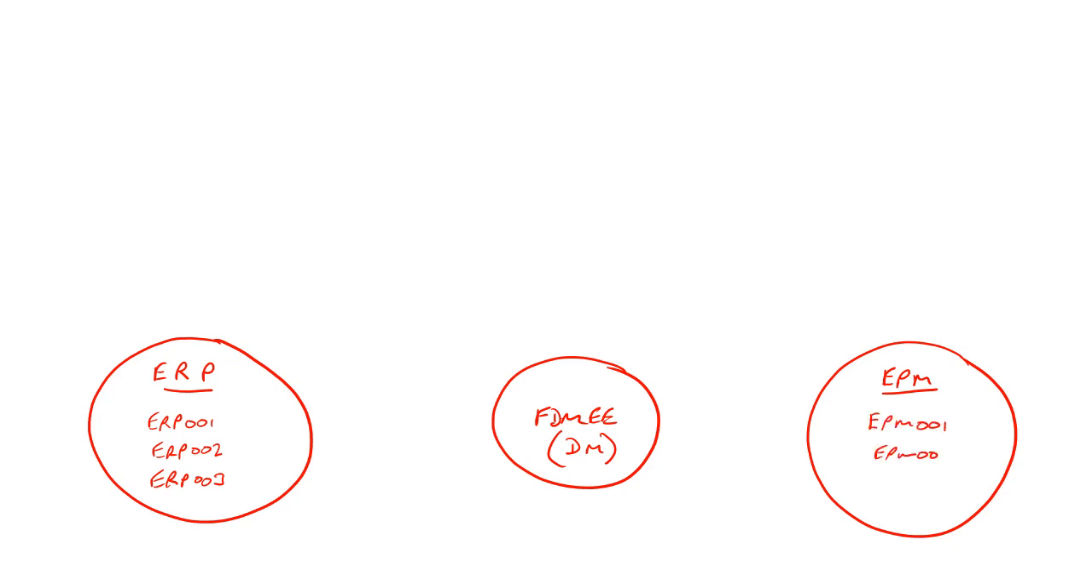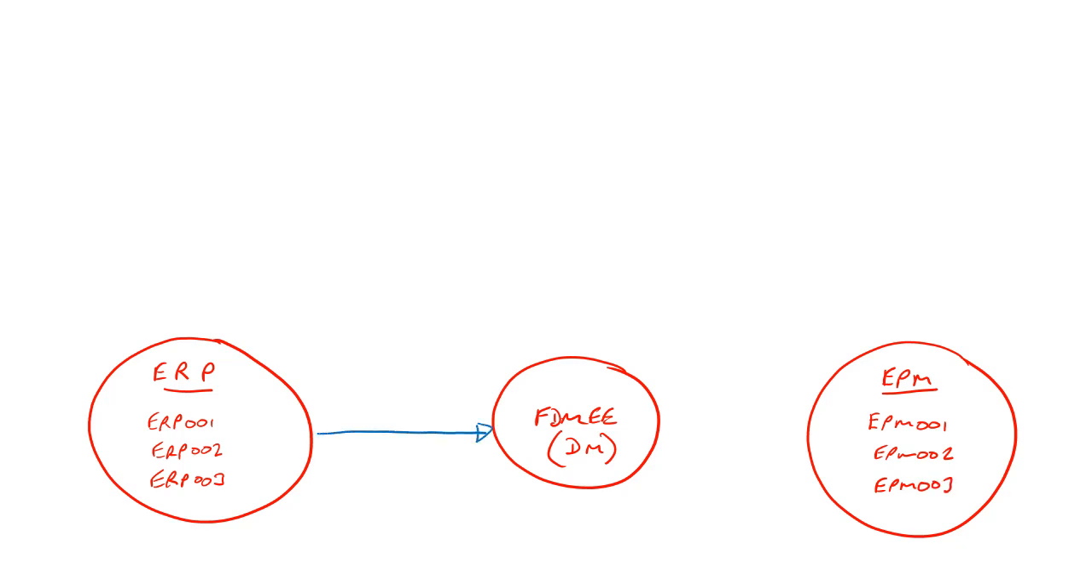In its most basic form, FDMEE is designed to take data from a source system, such as an ERP system, and to transfer it via mapping tables to a target system, in this case an EPM application. And this is the most common form of use of the application.